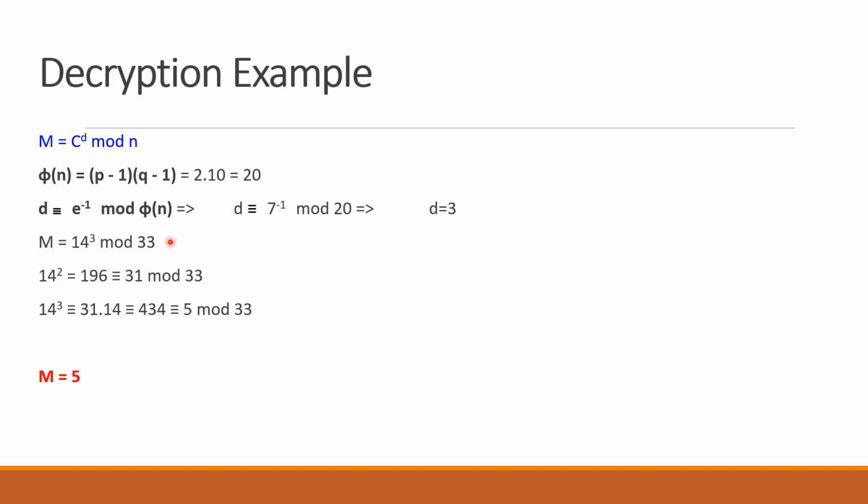So using that I can decrypt it. So M is equal to, I already know the ciphertext value is 14. 14 to the power 3 mod 33. I know 14 square is 196. 196 mod 33 is given as 31. So I can substitute it in the place of 14 square as 31 into 14 is equal to 434. If I take 434 mod 33, I will be getting 5.